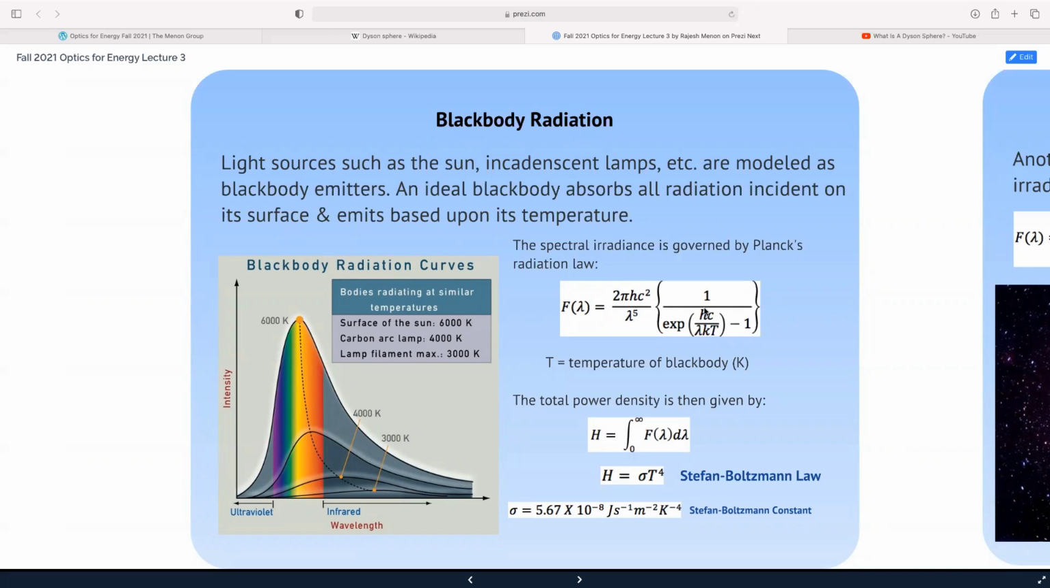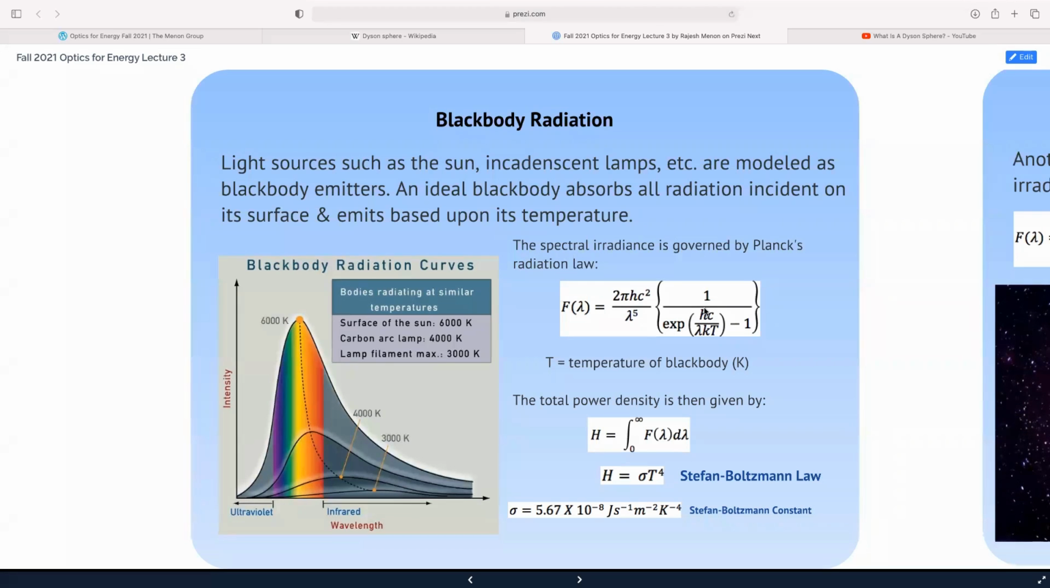This is somewhat counterintuitive, but it all comes from the second law of thermodynamics, and we'll come to that later on. In any case, when I say black body, it doesn't necessarily just mean something that emits light. Just keep in mind a solar cell can also be a black body. That's all I'm saying for now. An ideal black body absorbs all incident radiation on its surface and emits based upon its temperature.